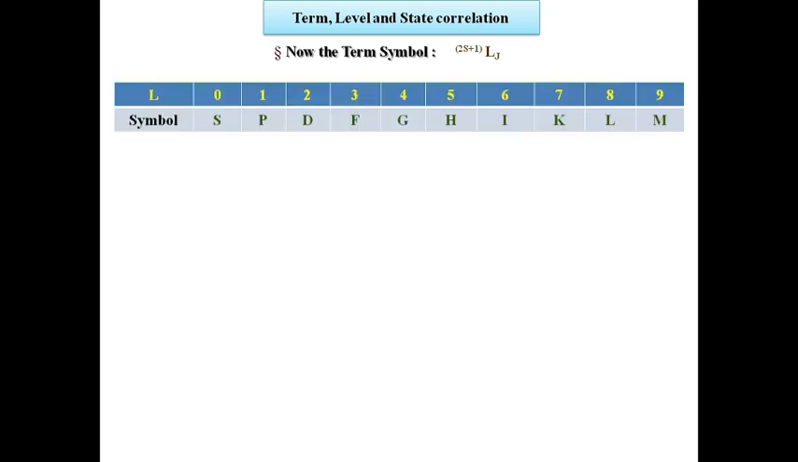For the value of L such as 0, the symbol must be capital S. For 1, it must be capital P. For L equal to 2, it must be capital D. For L equal to 3, it is capital F. For L equal to 4, it is capital G. For 5, it is capital H. For 6, it is capital I. For 7, it is capital K. For 8, it is capital L. And for 9, it is capital M.